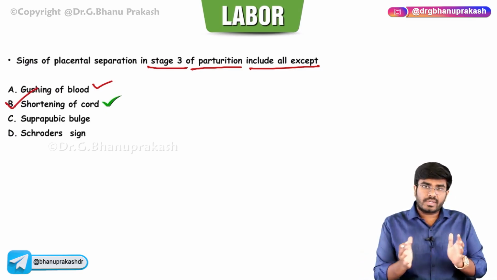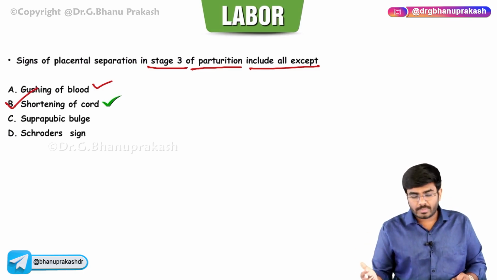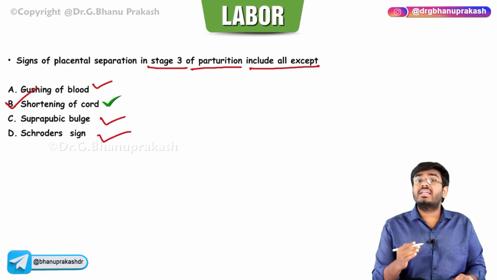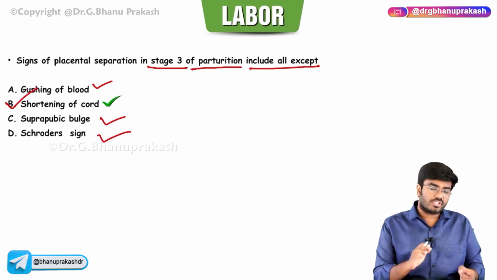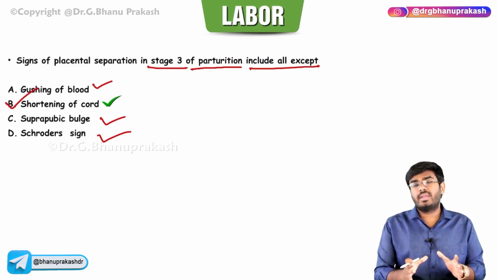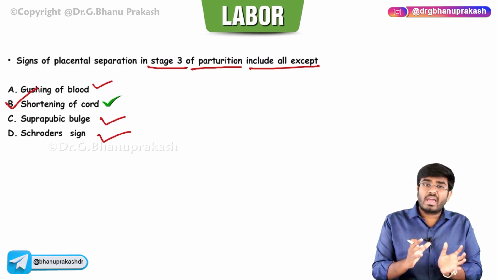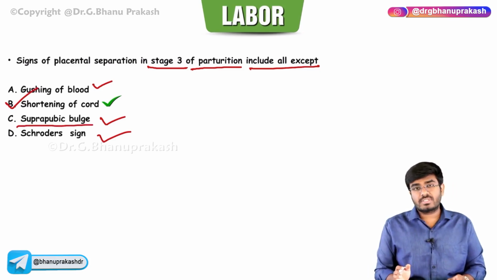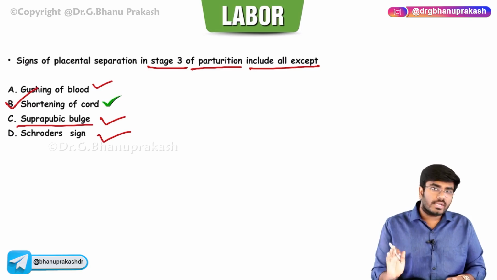See, when the placenta is separated, that placenta will be coming to the lower uterine segment. So suprapubic bulge will be seen, Schroeder sign will be seen, Kustner sign will be seen. We have discussed them. Uterus will become ballotable, gushing of the blood. All these are the signs of placental separation, but not the shortening of the cord.